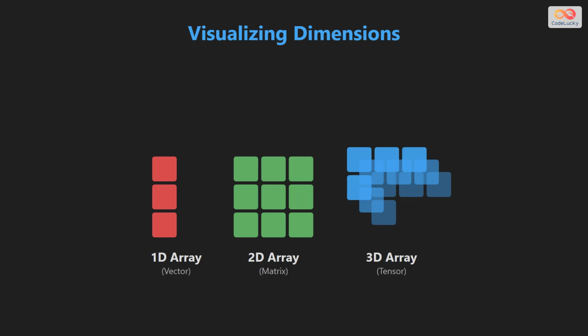Visualizing dimensions is key. A one-dimensional array looks like a simple list or vector. A two-dimensional array is like a spreadsheet or matrix with rows and columns. A three-dimensional array acts like a cube of numbers, often called a tensor. Understanding this structure helps immensely when dealing with complex data.